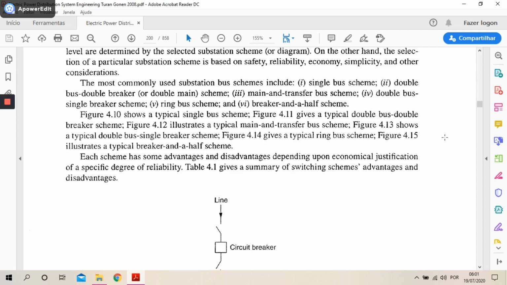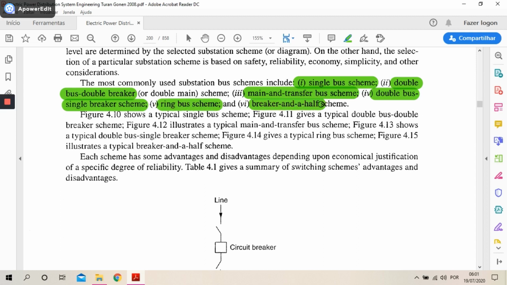The most common substation bus schemes include, let's highlight this because it is important: number one, single bus scheme. Number two, double bus double breaker or double main scheme. Number three, main and transfer bus scheme. Number four, double bus single breaker scheme. Number five, ring bus scheme. Number six, breaker and a half scheme.